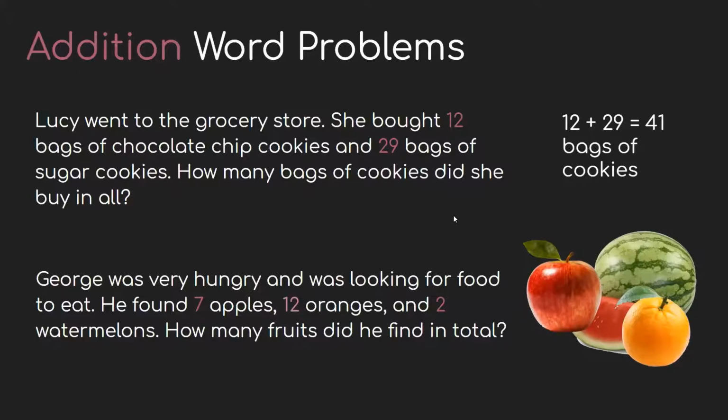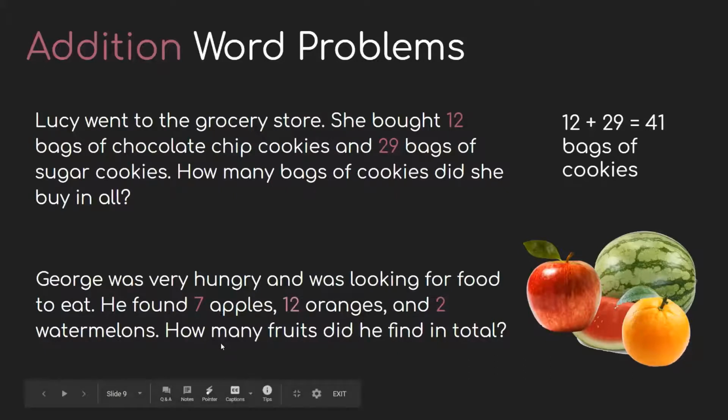George was very hungry and was looking for food to eat. He found 7 apples, 12 oranges, and 2 watermelons. How many fruits did he find in total? Take a moment to pause this video and try to work through this problem yourself. Let's work through it together now.